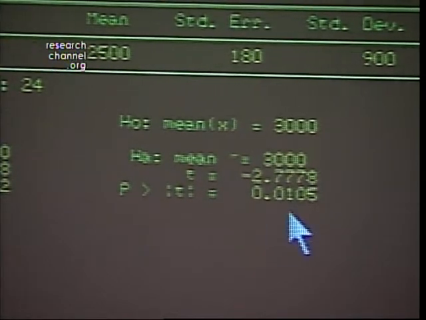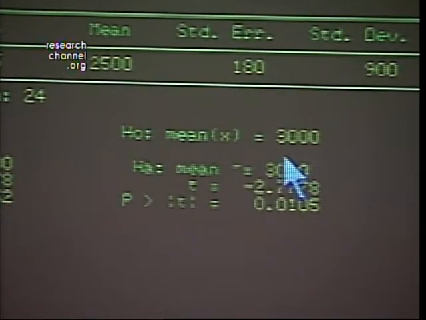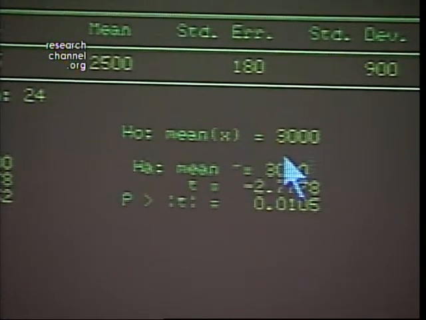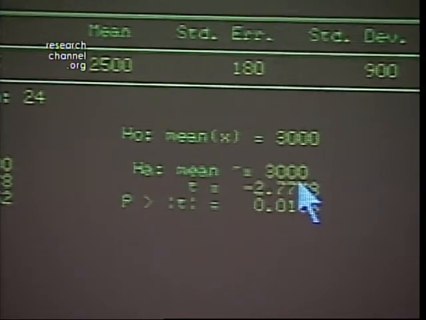So the conclusion that we get, based on this p-value, which says there's only a 1 out of 100 chance that we would have observed the sample mean of 2,500 if indeed the true population mean was 3,000. So is it likely or unlikely? Very unlikely. So we'd reject this hypothesis and conclude that the alternative, which says the true population mean is something other than 3,000, must be true.